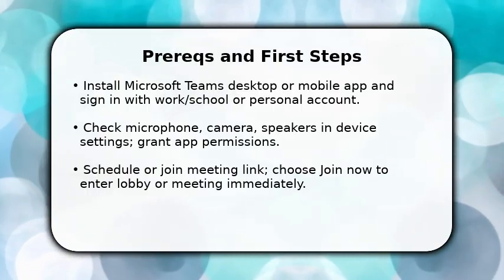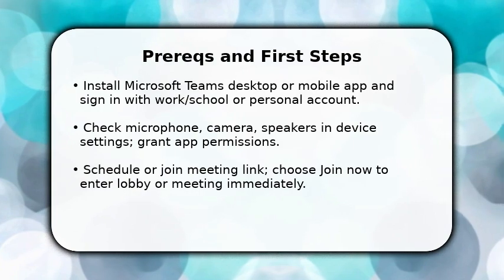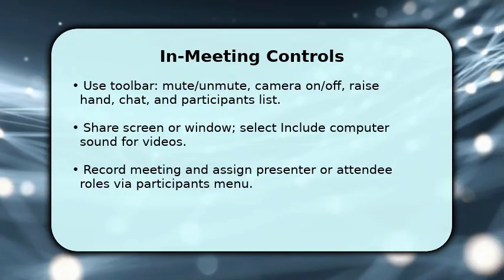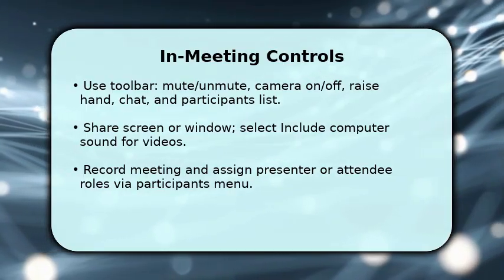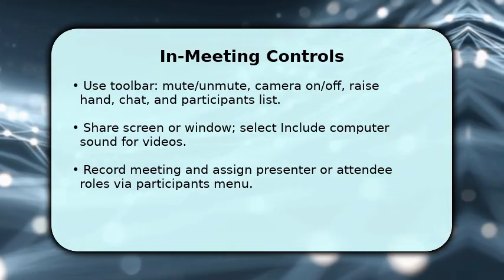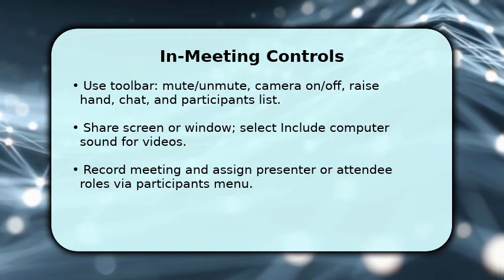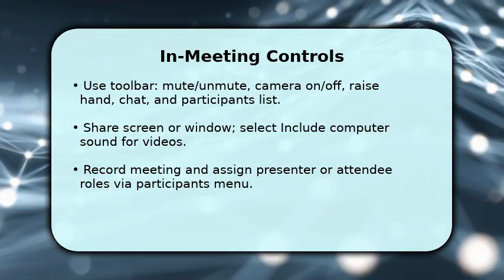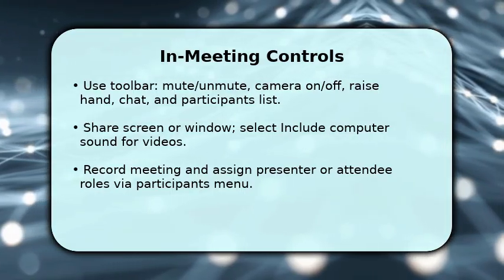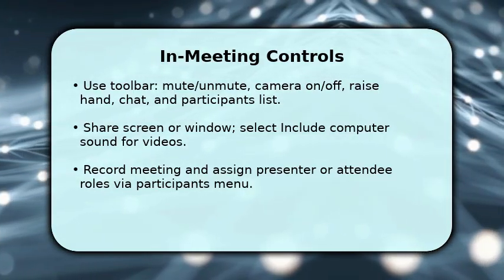Once in the meeting, use the toolbar to mute or unmute and toggle video. You should do this to manage background noise and privacy. Open participants to manage roles and assign presenters, because role control determines who can present or record. When sharing, choose Screen, Window, or PowerPoint, and tick Include Computer Sound for media playback. That ensures everyone hears system audio.